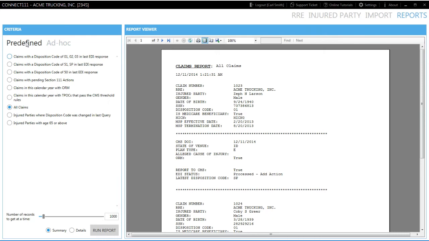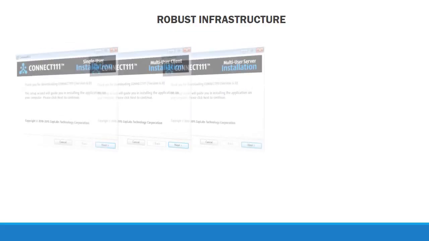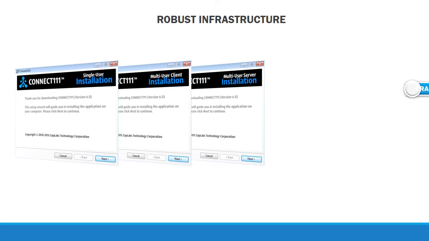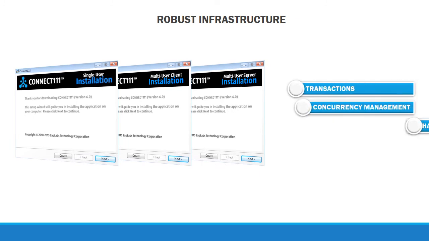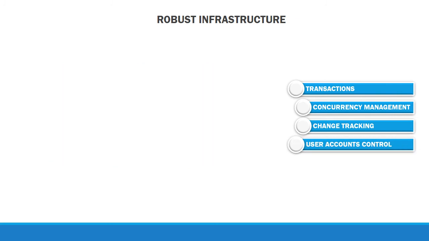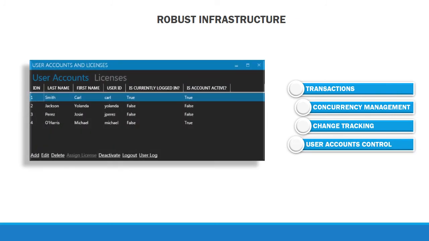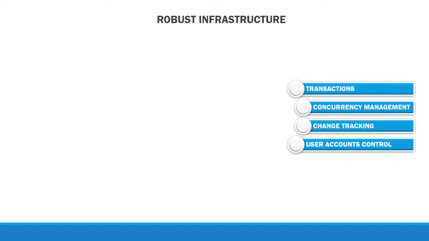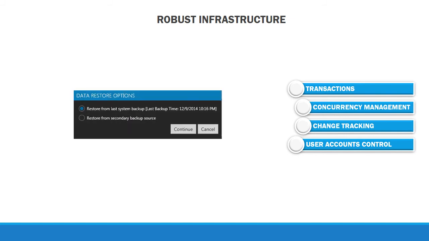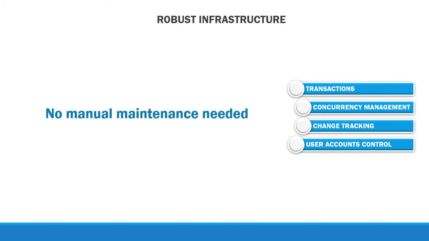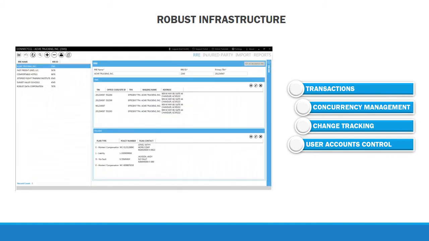Connect 111 is designed with the necessary instrumentation to handle a multi-user workload, such as transactions, concurrency management, change tracking, and user accounts control. The system automatically creates frequent backups of data and EDI files with an option to restore data if needed. There is zero need for manual system maintenance. Links to helpful resources such as online video tutorials and support tickets are always on hand for the user. You can send us a support ticket directly from within the application as long as you have an internet connection.